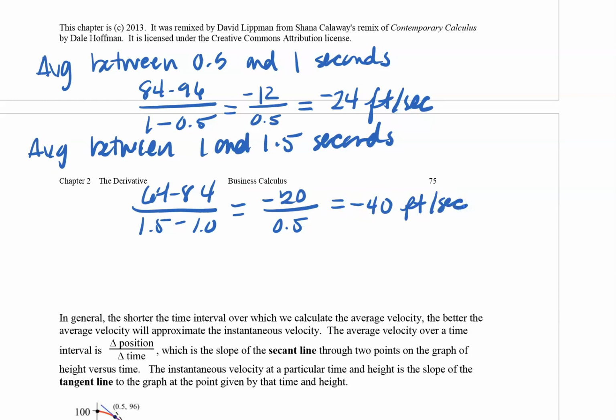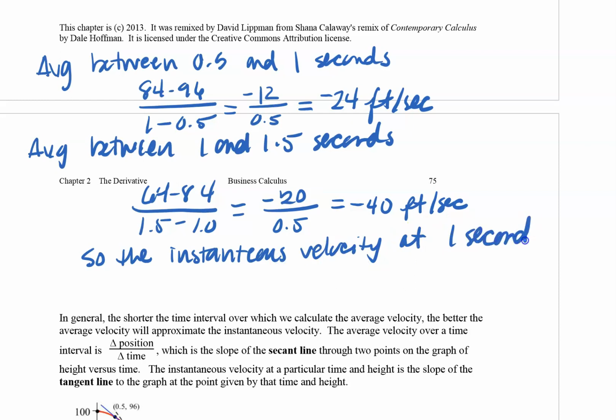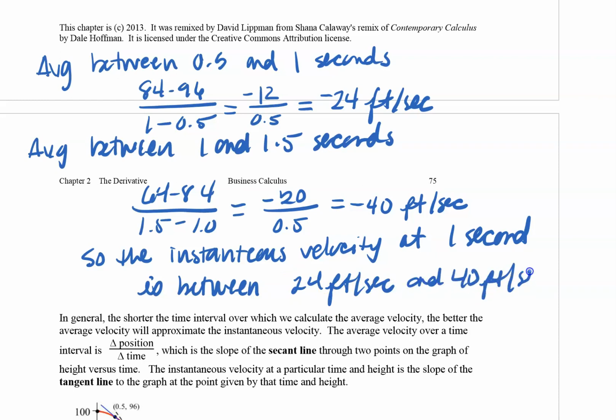So we could make an assumption here and say that the instantaneous velocity at 1 second, looking at a range here, is between 24 feet per second and 40 feet per second.